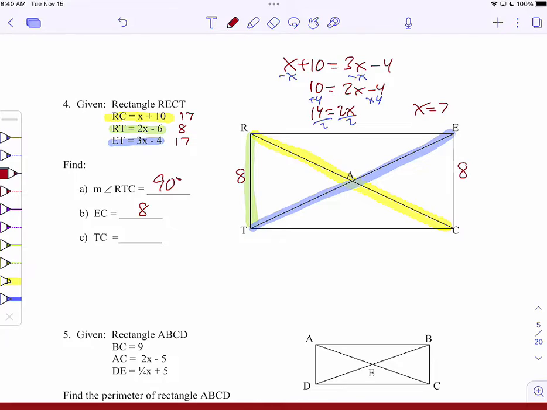Those diagonals are 17. But it asks TC. How am I supposed to find TC? I know that TC is equal to RE. I know these two are equal, but I don't have either one of them. Tyler, what do you think? Oh, changing mind. Okay. How am I supposed to find that? I mean, I know that this length is 17. I know this length is 17. I know these opposite ones are 8. I know that RE and TC are equal, but I don't have either one of those.